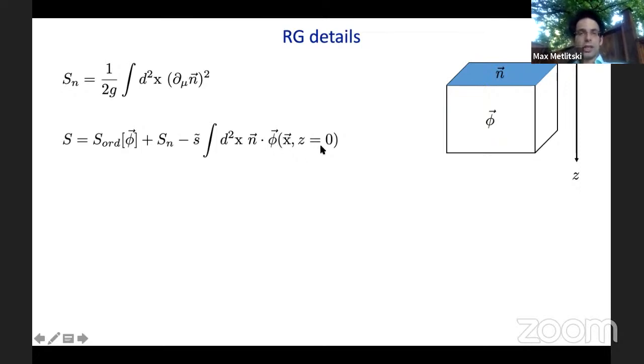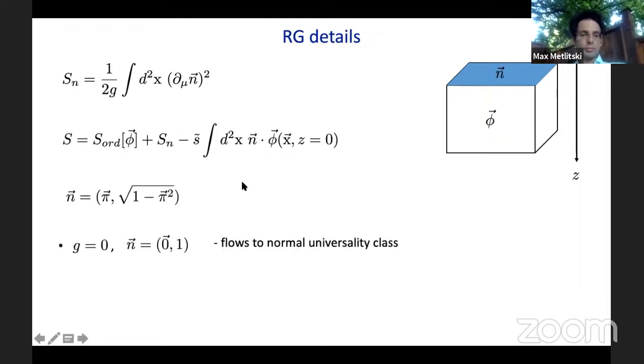Here phi is really the boundary operator of the ordinary boundary conformal field theory corresponding to phi. And we want to study the physics of this model in the infrared. And we want to study it in the regime when, first of all, g is small. So when g is small, essentially we expect that n should not fluctuate too much, and we can expand n around, say, the North Pole. And in fact, when g is strictly equal to 0, then n is completely frozen.